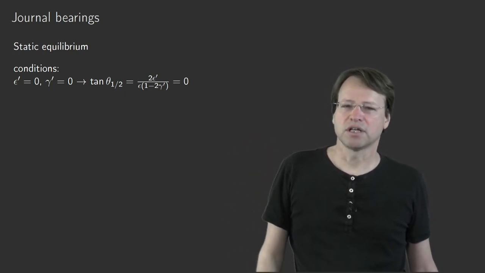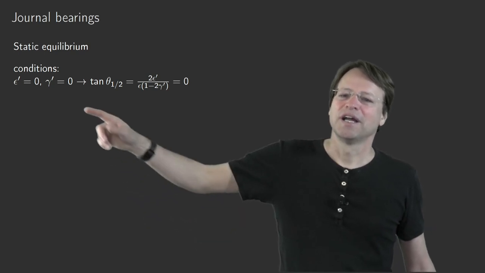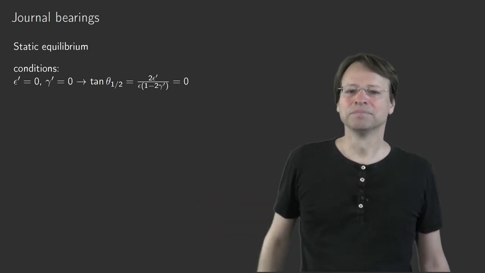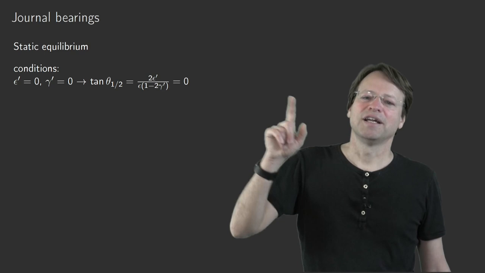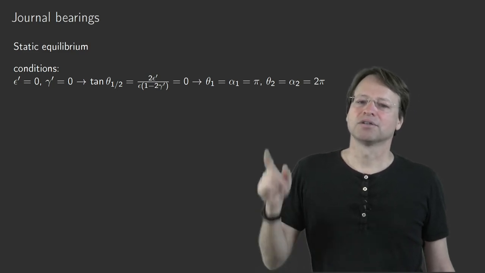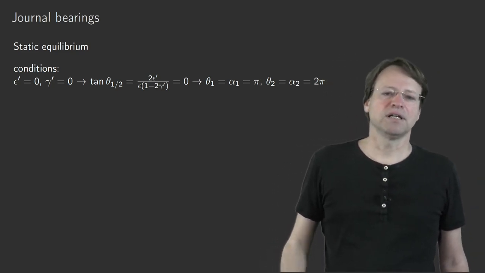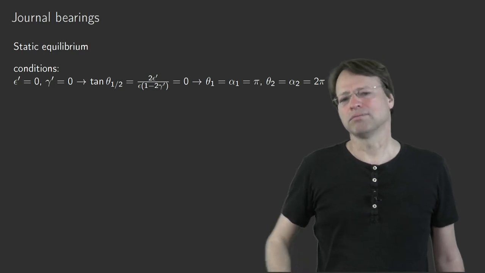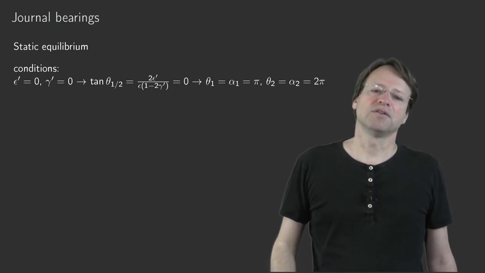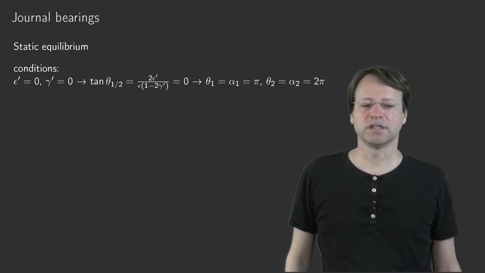If you look at the discussion we did, you could say this case is not included. Well, it is included. Epsilon prime is equal to 0, but 1 minus 2 gamma prime is still positive, namely 1. So we need a negative sine function, and therefore we are in the second half, between pi and 2 pi. So the correct solution for the positive pressure here is theta 1 equal to pi and theta 2 equal to 2 pi. Then from the Sommerfeld substitution, for these values of theta, you easily obtain that alpha 1 is equal to pi and alpha 2 is equal to 2 pi.